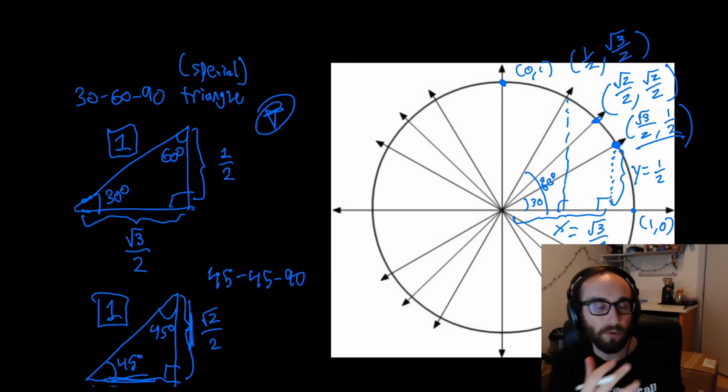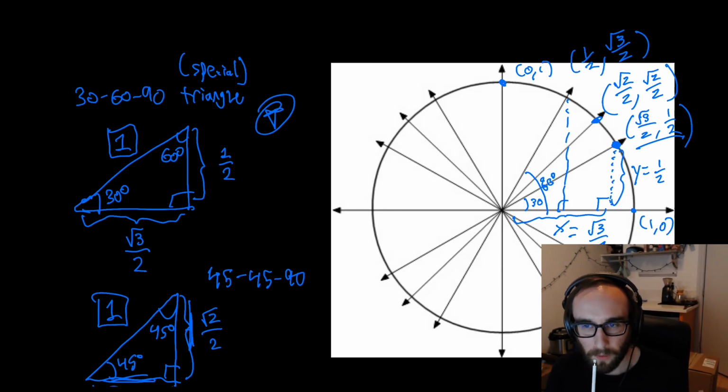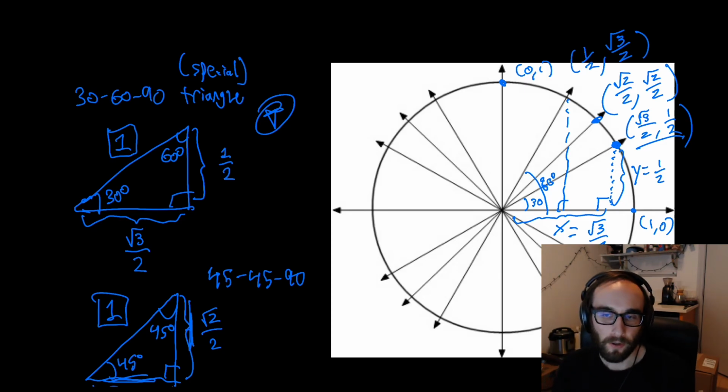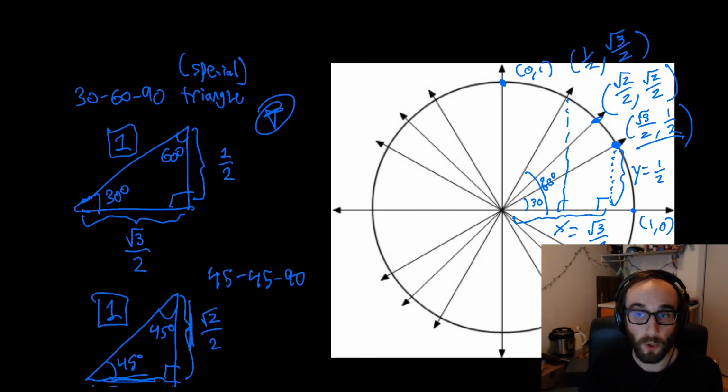So we use special triangles to find these coordinates. These coordinates are really important because we're going to be looking at sine, cosine, tangent, and other trig values of 30 degrees, 60 degrees, and 45 degrees, and also multiples of those.